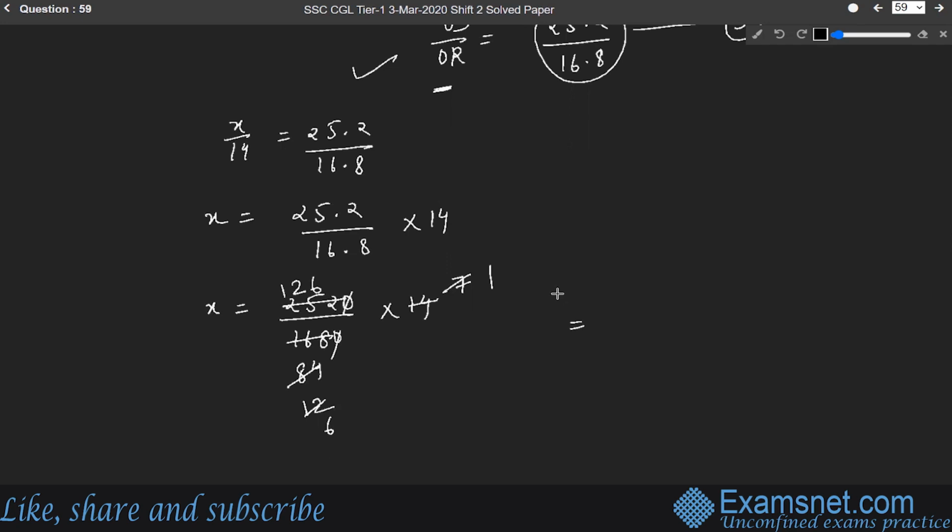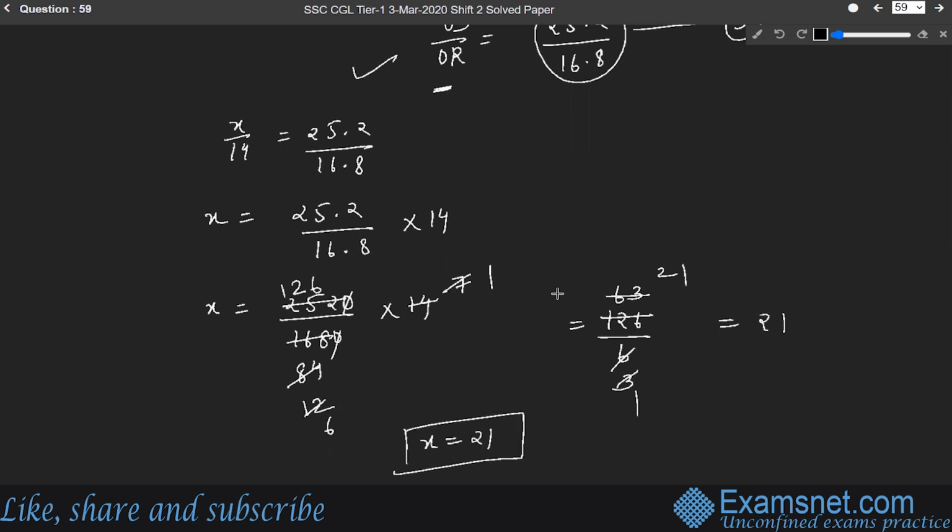Now again, what are the remaining terms? 126 divided by 6. Again, this will be cancelled by the table of 2. 2, 3 is 6 and 2 into 63 gives 126. Again, 3 into 1 is 3 and 3 into 21 is 63. So the remaining term is 21, which is the value of x. So we can say that x is equal to 21.